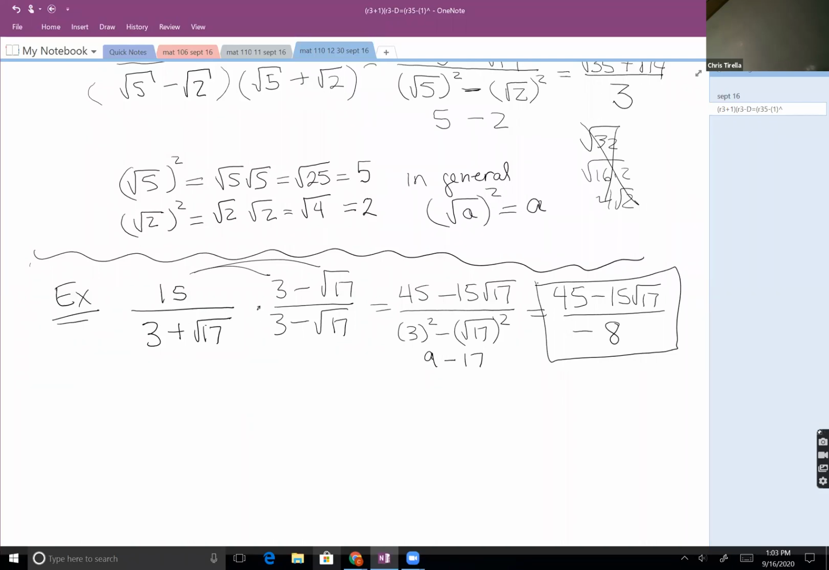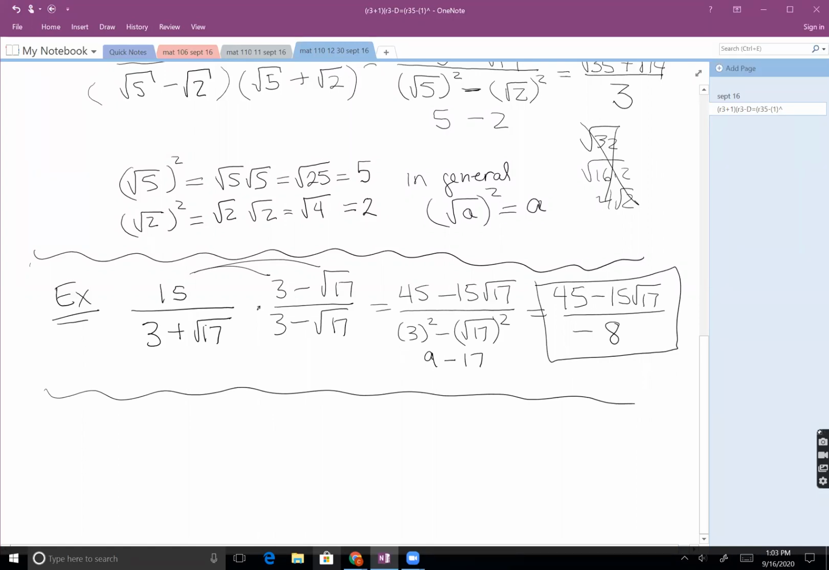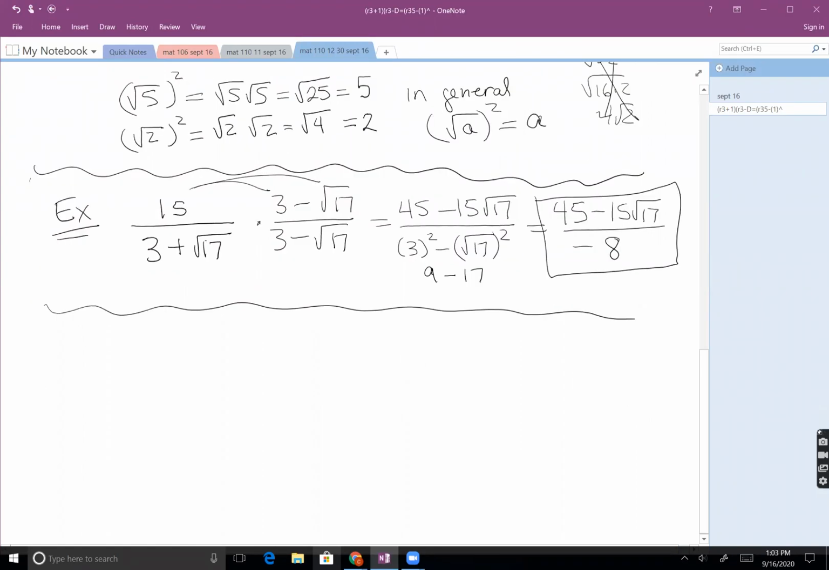How'd you guys do? Did anybody else get 45 minus 15 radical 17 over negative 8? Yep. Anybody have any questions or are we good? Very good.